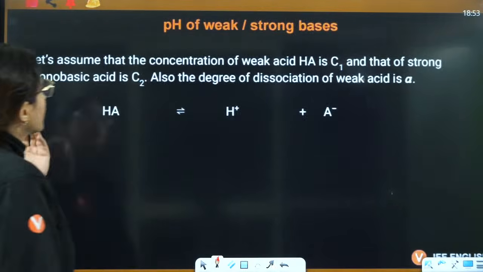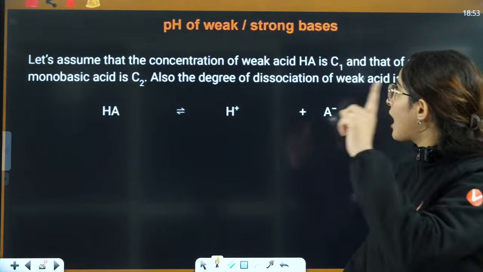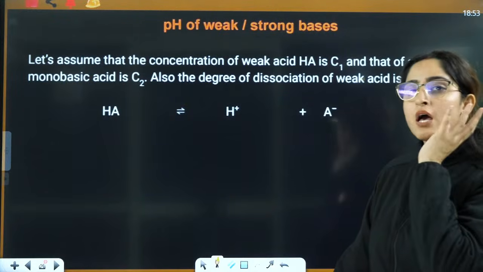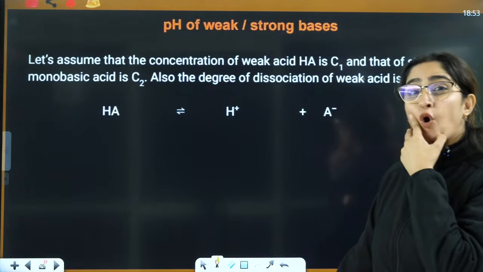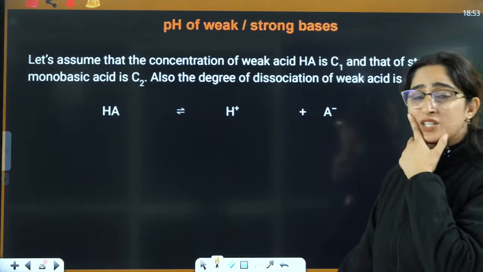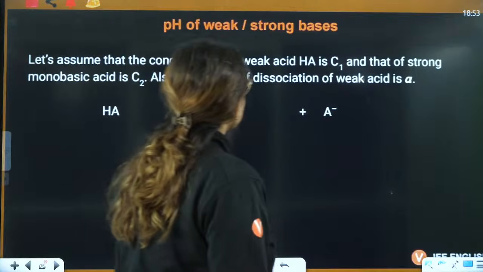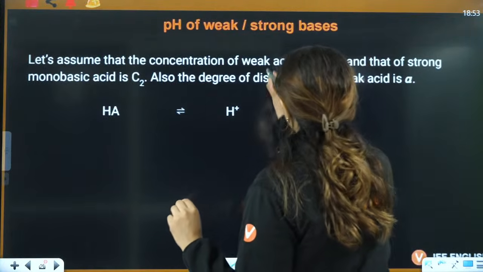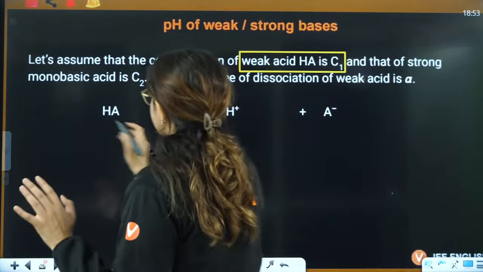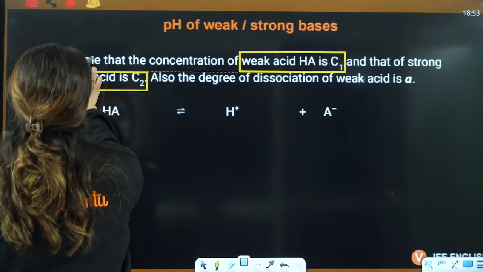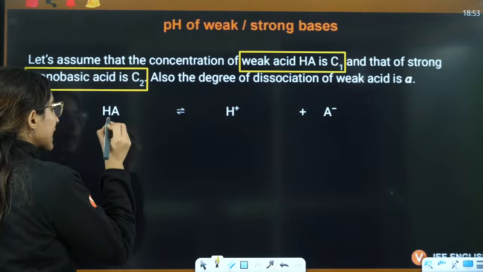Okay, yes. So next, now why did I teach you common ion effect? Because now you're going to see the combination of weak and strong acids and bases, right? So the common ions will be H positive and OH negative. These are going to be common ions. So let's see. Let's assume that the concentration of weak acid HA is C1, and that of strong monobasic acid is C2. Tell me, in weak acids what we used to do? There was no 100% dissociation. Take it as C.